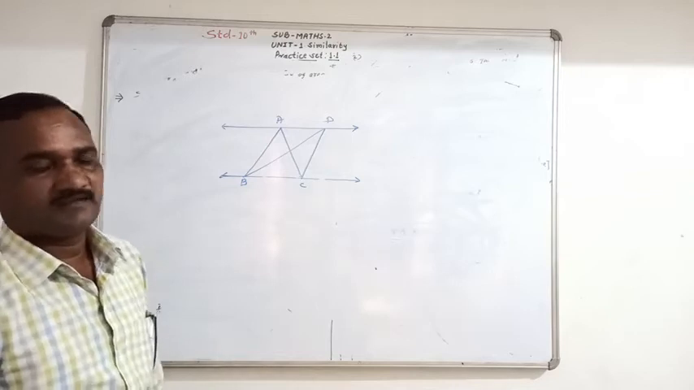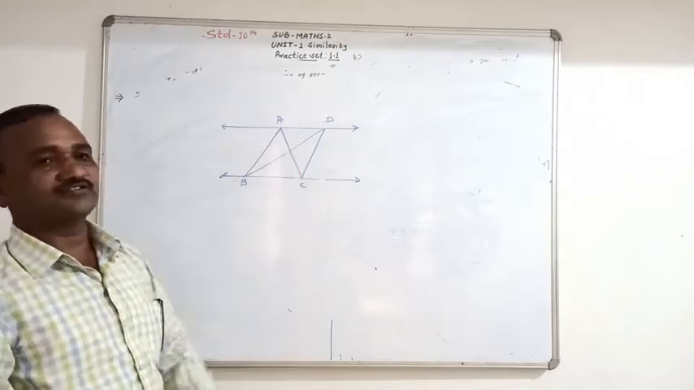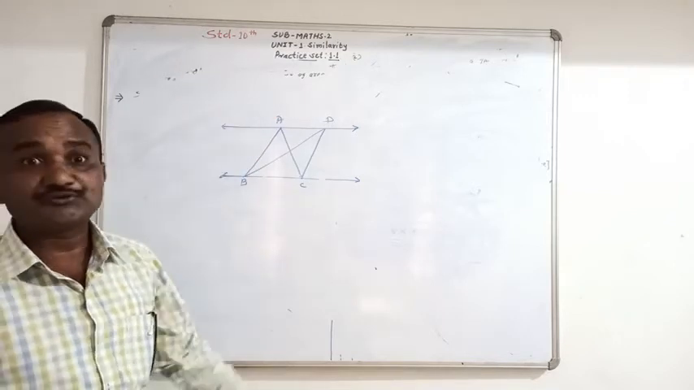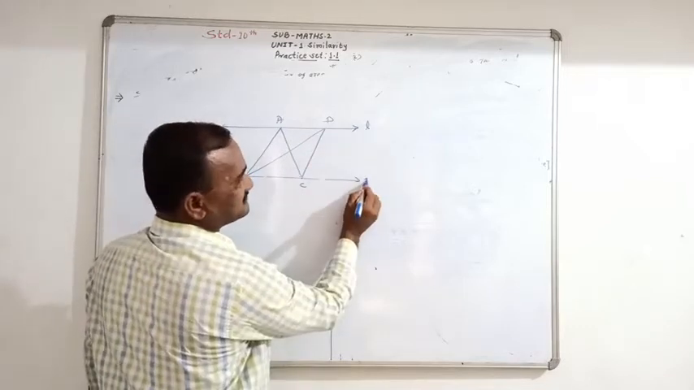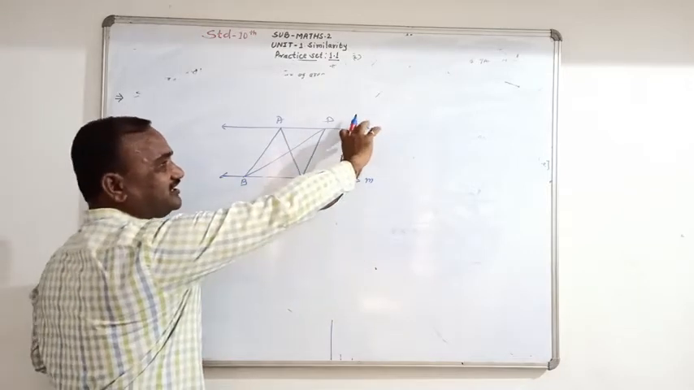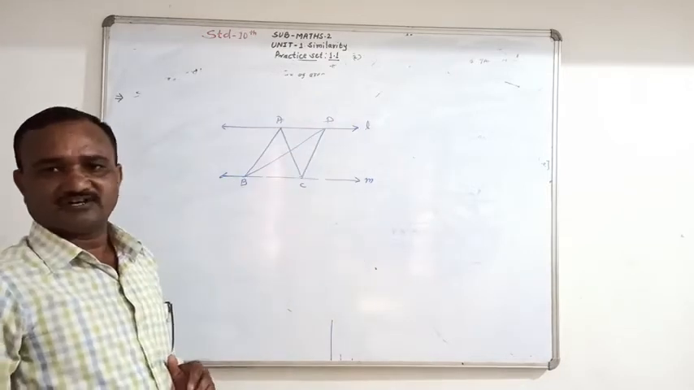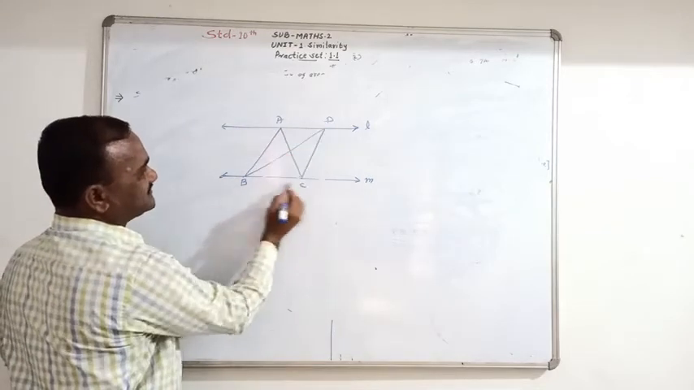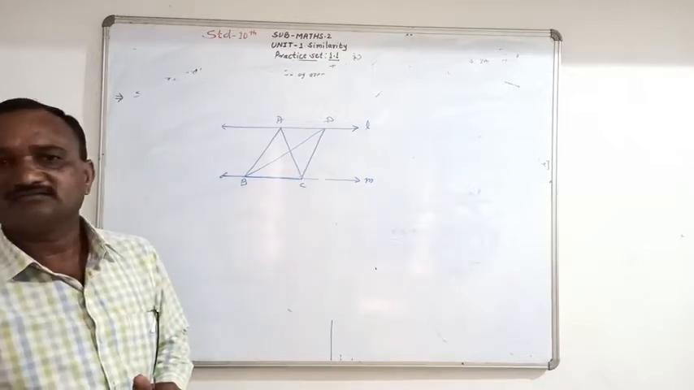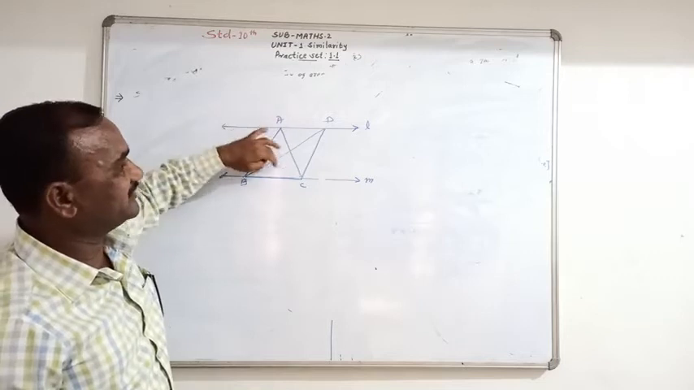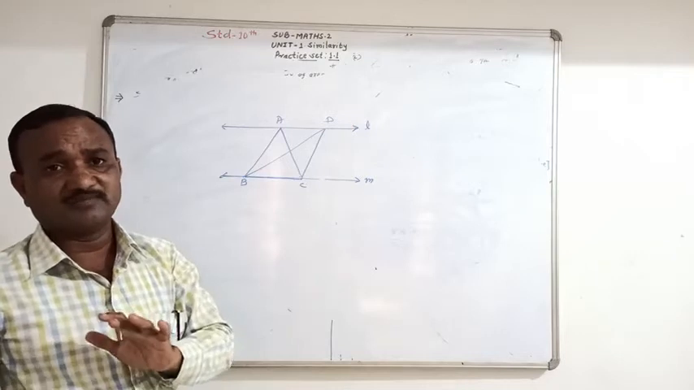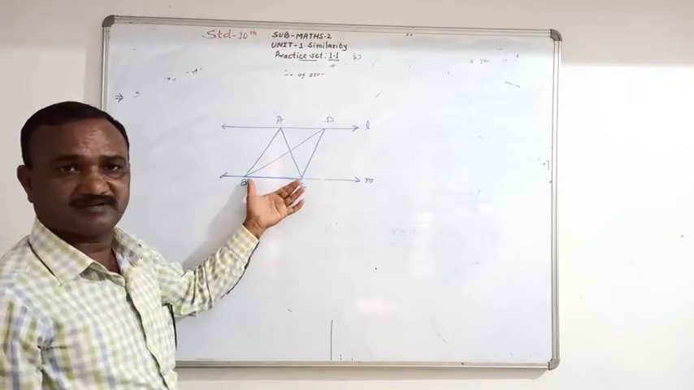Okay, so look here. Two triangles are there, triangle ABC and triangle BCD. They are situated between two parallel lines. Lines L and M are given as parallel lines, and these two triangles are situated between these two parallel lines. Triangle ABC and triangle BCD have a common side. Look there, side BC is common between these two triangles. So that means these two triangles have a common base, equal base, that is segment BC.